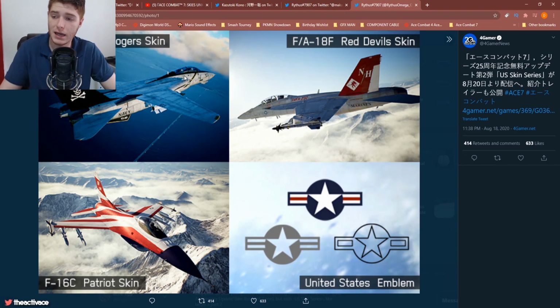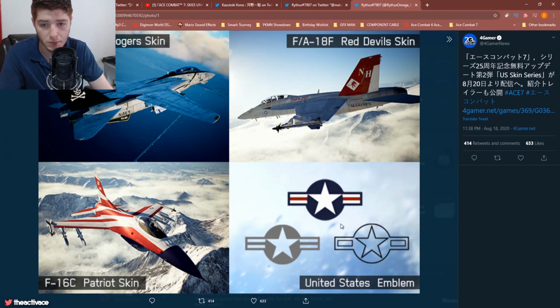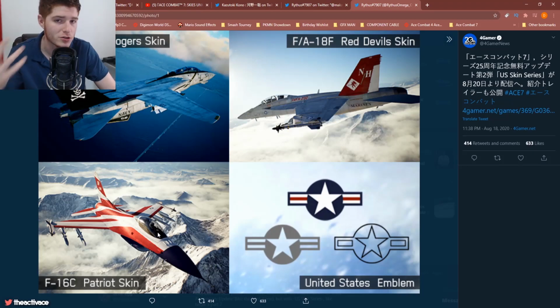So here's the update. It actually features three different skins as well as the United States emblem. Personally, my favorite is the Patriot skin. I know a lot of people were excited for the Jolly Rogers as well as the Red Devil skin. I think they're pretty clean. Personally, like I said, my favorite's the Patriot just because I love the color scheme. If you guys don't know, my favorite color is red.